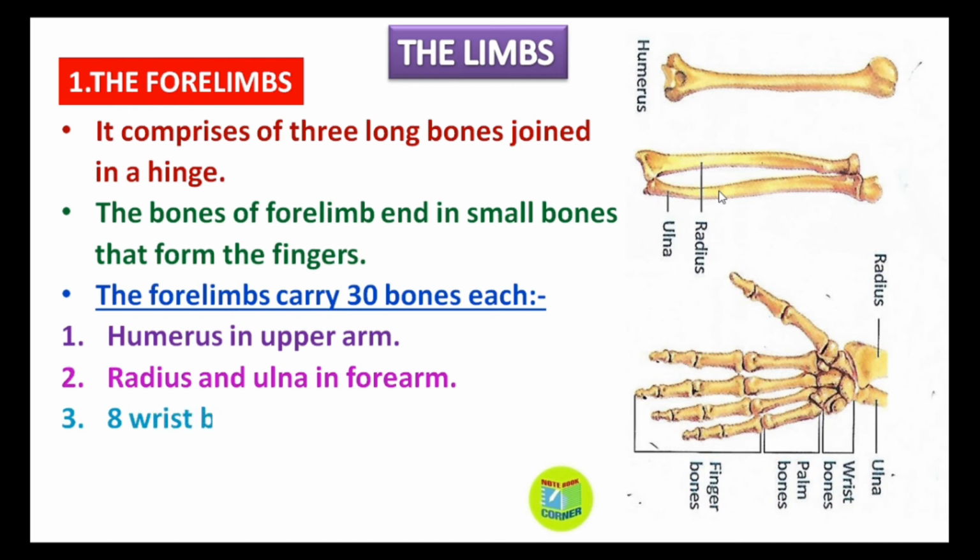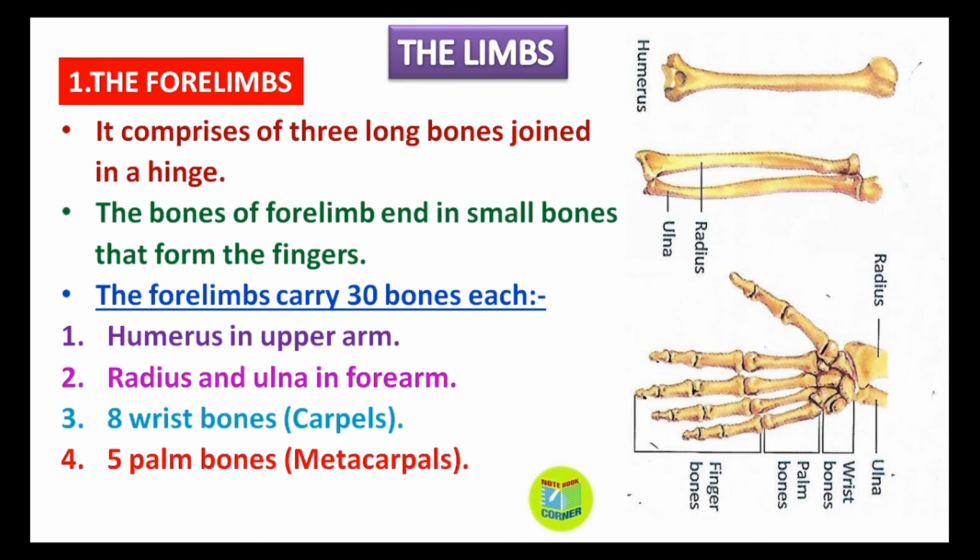8 wrist bones, also known as carpals. 5 palm bones, also known as metacarpals. And 14 finger bones, known as phalanges.